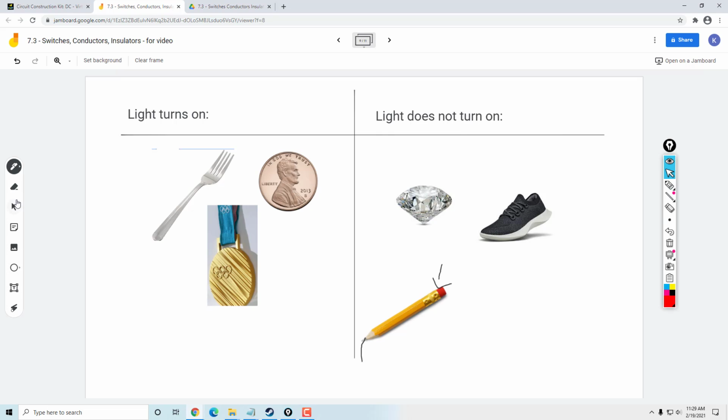So in that case, some of these work, some of these don't. The ones that turn on are called conductors. The ones that do not turn on are called insulators. In general, conductors are metals. Insulators are other things. Most other things are insulators. Some conduct a little bit of electricity, some conduct almost no electricity.